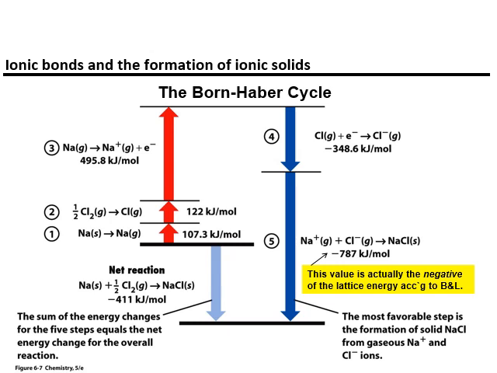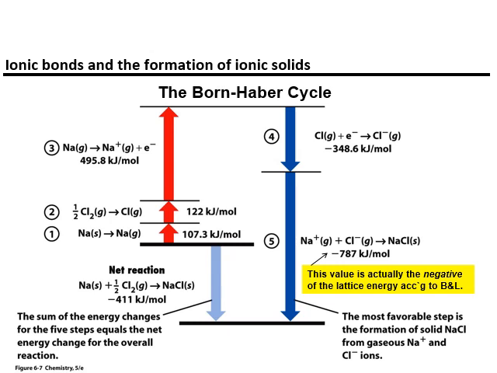They're giving off energy. So remember, we said that when something like chlorine accepts an electron to become chlorine minus, it actually gives off energy. It's actually more stable that way. So step 4, minus 349 kilojoules per mole approximately.